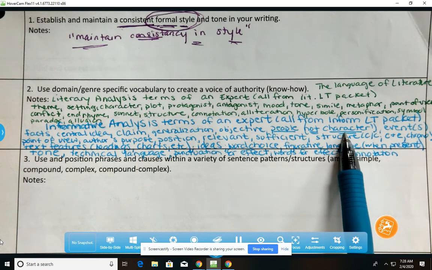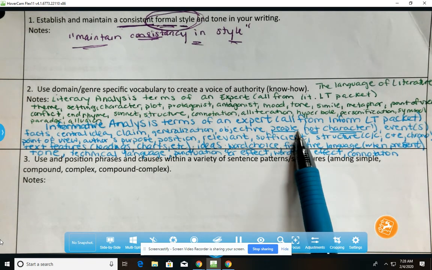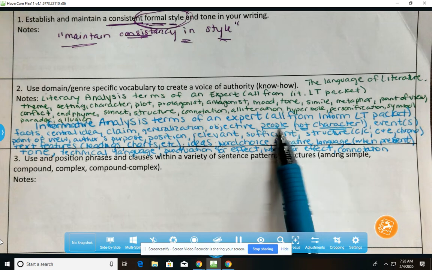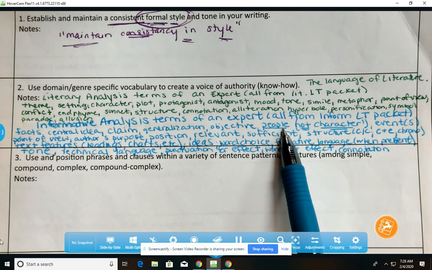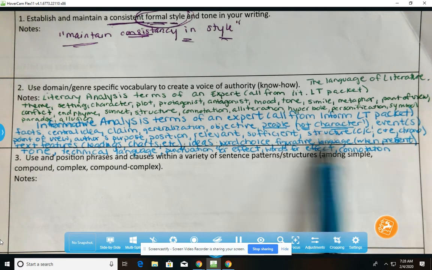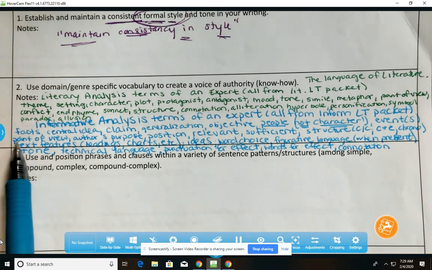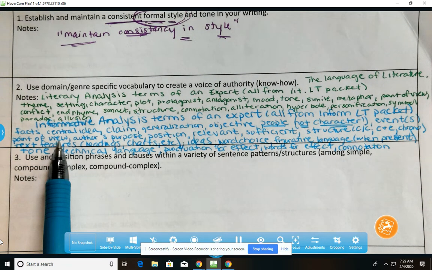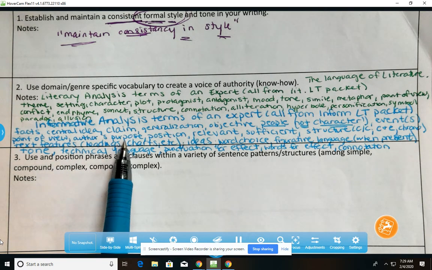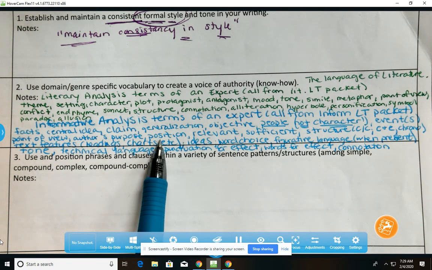If we're noticing something about the people in the text, we use the word people. We don't say character in informative analysis. We say people, because these are not characters. They are living and breathing people, because they really do exist, because it's informative non-fictional writing. We say events instead of plot or conflict. We talk about point of view still. So some of these terms do cross over, and point of view is definitely one of them. You can talk about the author's purpose of writing the text. You could talk about the author's position or the person's position within the text.